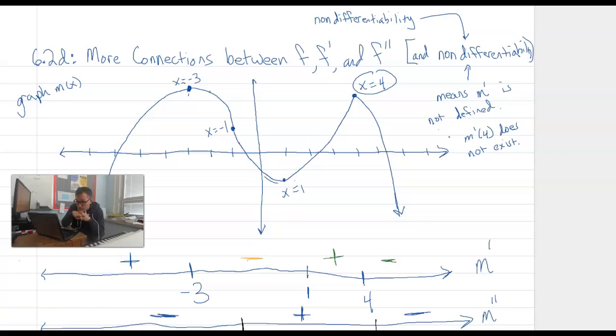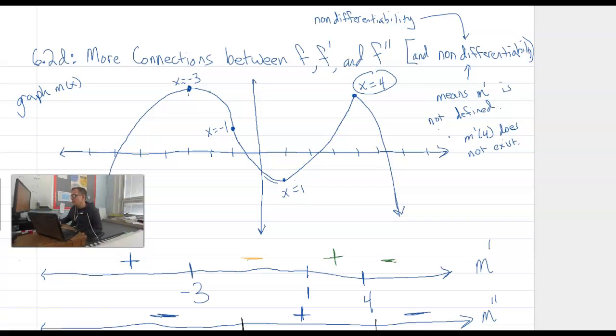Now, how I can look at the graph and tell is if I see a sharp corner, I see a cusp, that's a place where the derivative does not exist. That's a point of non-differentiability. Why? Here is why. When we talk about the derivative, we are talking about the slopes of tangent lines. So I do want you to try to picture some motion here. Picture things moving around on the graph.